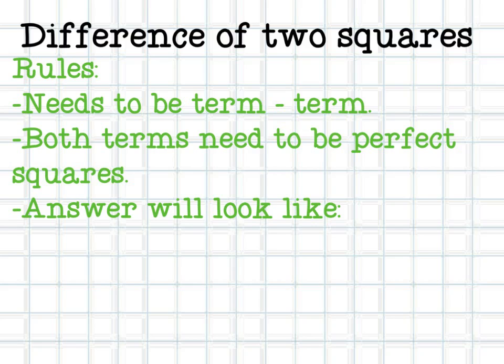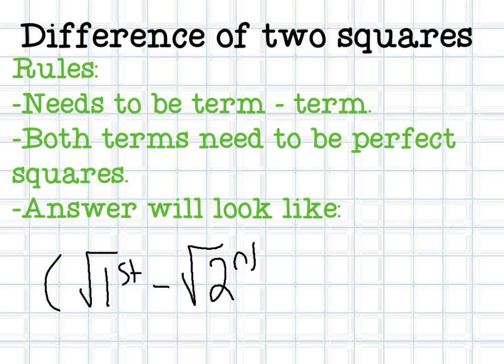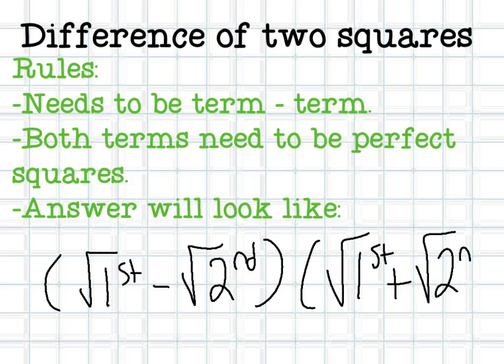So we're going to start off with difference of two squares, and the rule for this is that it needs to be a term minus a term. Both terms need to be perfect squares, and the answer will look like the square root of the first term minus the square root of the second term, and then the other factor will be the square root of the first term plus the square root of the second term. And it can be flipped, like the square root of the first term plus the square root of the second term, and then the other factor being the square root of the first term minus the square root of the second term. You just need to have one of both.